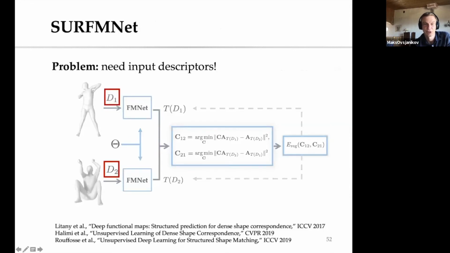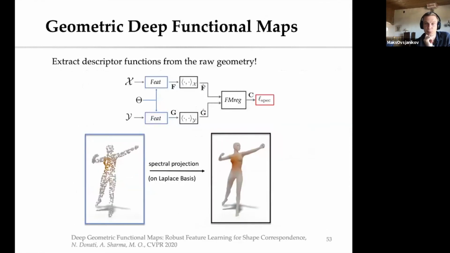So you start with some initial idea or some initial descriptors that you believe are correct. For example, typical approaches use these SHOT descriptors, which can be quite bad if you have a different connectivity. So what we propose is, let's start with just the raw geometry. Can we learn the descriptor functions purely from the raw geometry itself?